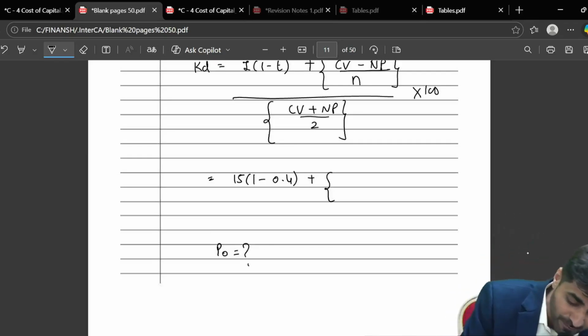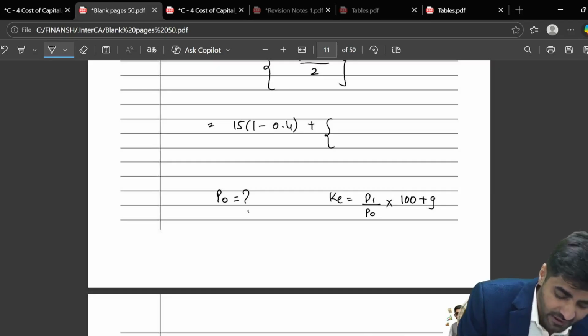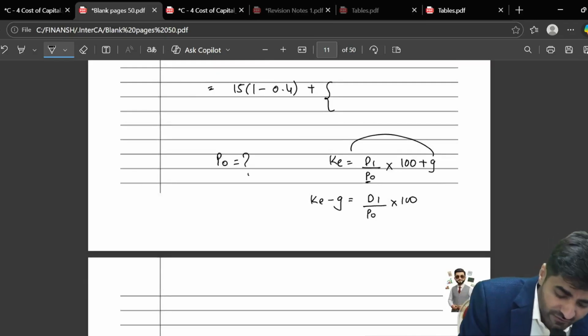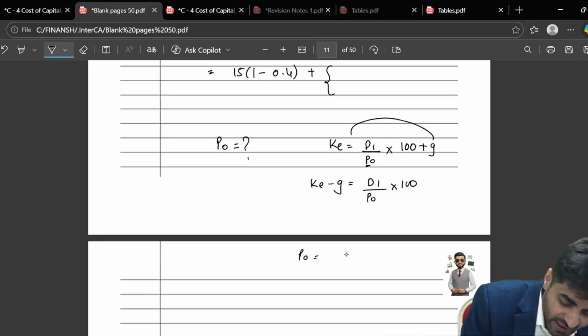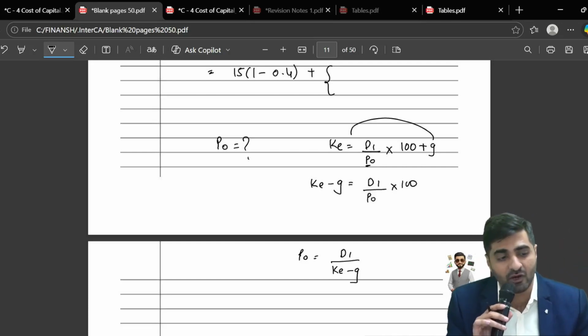So how do you calculate P0? As per dividend yield approach, what is KE? D1 upon P0 into 100 plus G. If I want to calculate P0, I'll take first year G. So KE minus G is D1 upon P0 into 100. So P0 will now become D1 upon KE minus G. That's how I can calculate the price today. Yes or no?